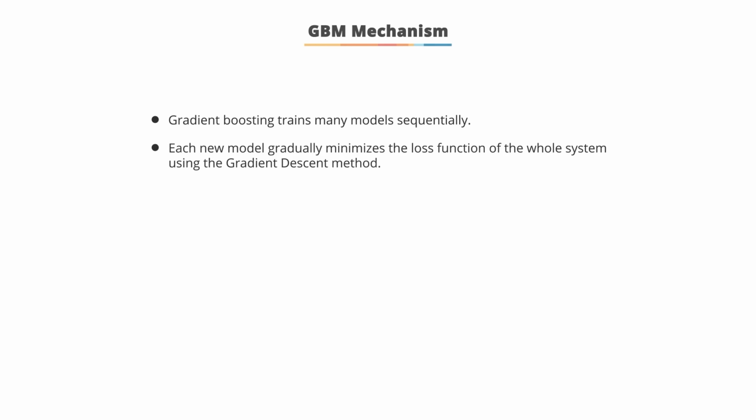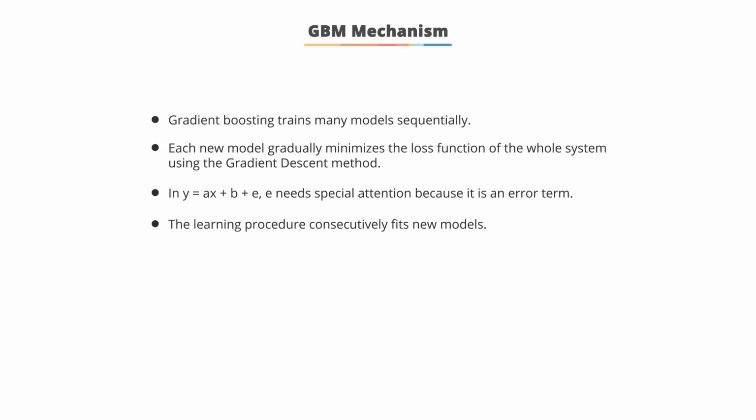Let's understand the GBM mechanism. Gradient boosting trains many models sequentially. Each new model gradually minimizes the loss function of the whole system using the gradient descent method. So in y = ax + b + e, e needs special attention because it is an error term. The learning procedure consecutively fits new models to produce a more accurate estimate of the response variable. The principal idea behind this algorithm is to construct new base learners that are maximally correlated with the negative gradient of the loss function associated with the whole ensemble.